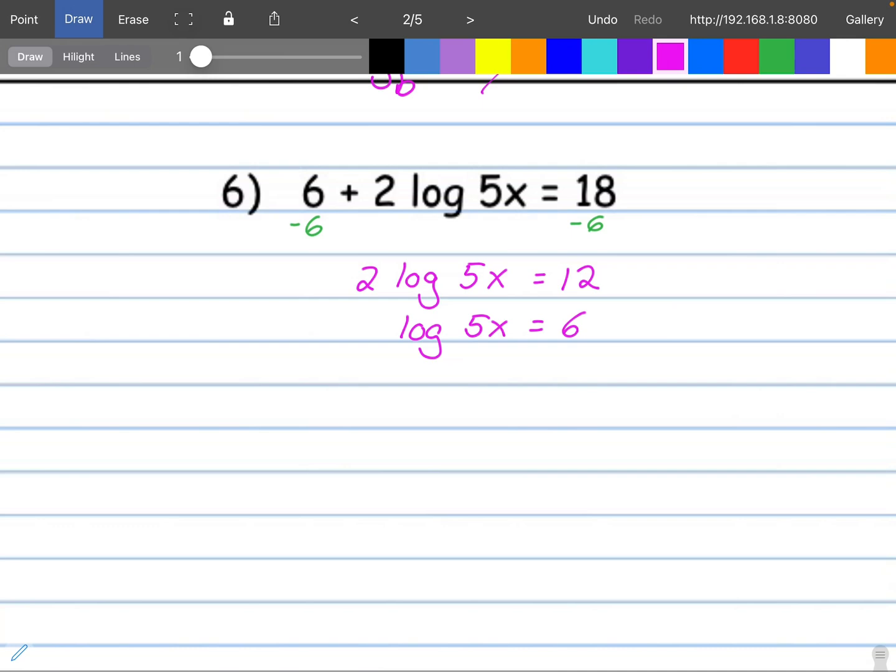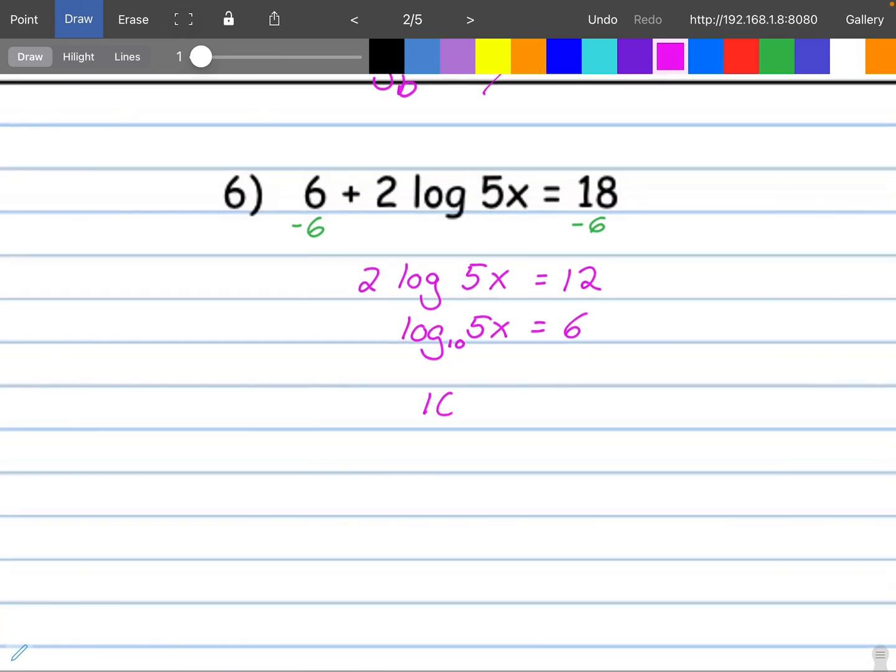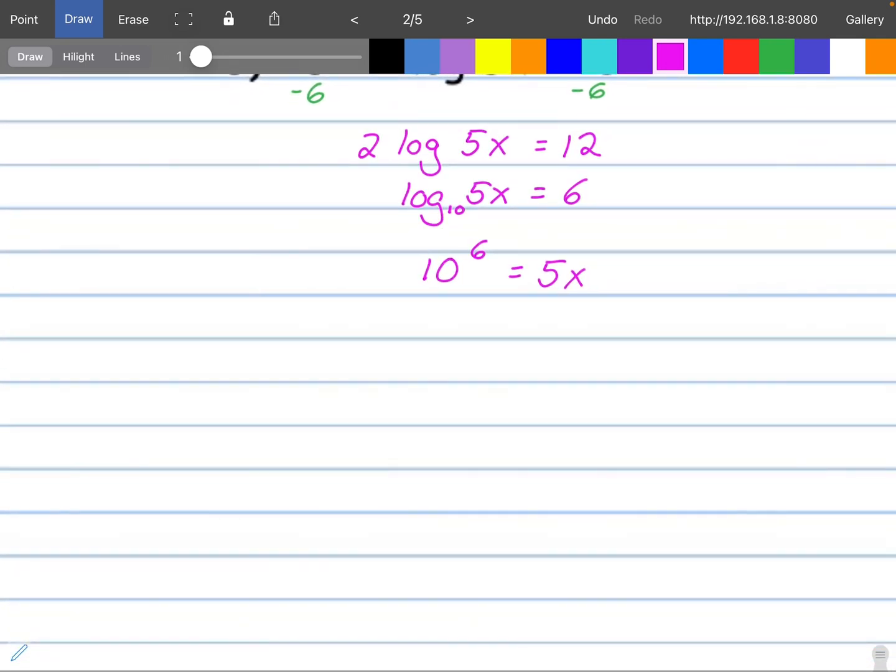Now it's in the correct form to be able to change it into exponential form. So we take our understood base 10 and we keep that as the base. Then it's going to be to the 6th power and it's going to equal 5x. Well, then we're going to take that 10 to the 6th power, which we could go ahead and stick in our calculator and figure out what it is.